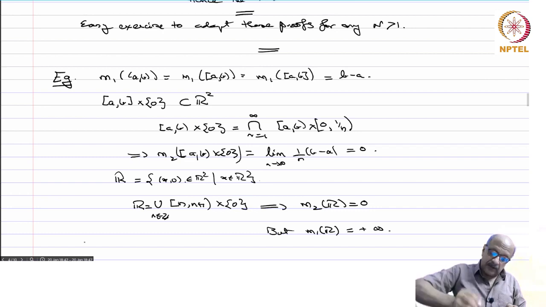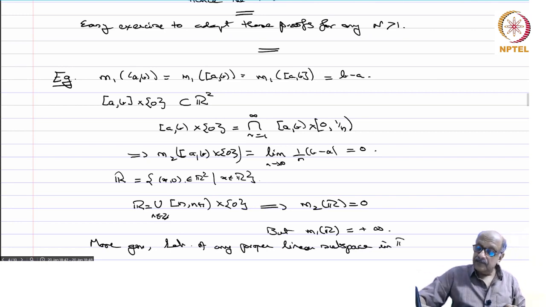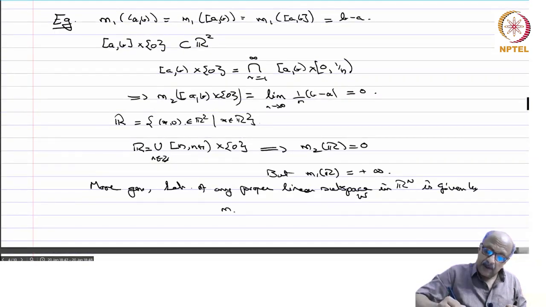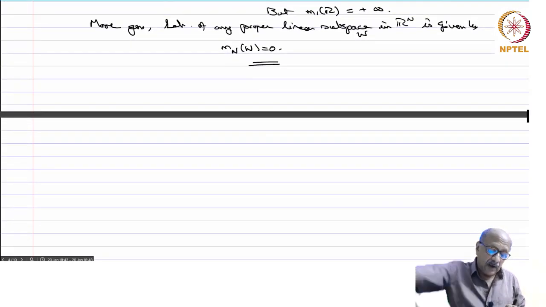Okay, more generally, Lebesgue measure of any proper linear subspace in R^n is given by, let's say, W, Mn of W equal to 0. Okay, so if you have any proper subspace, it will always be of measure 0.